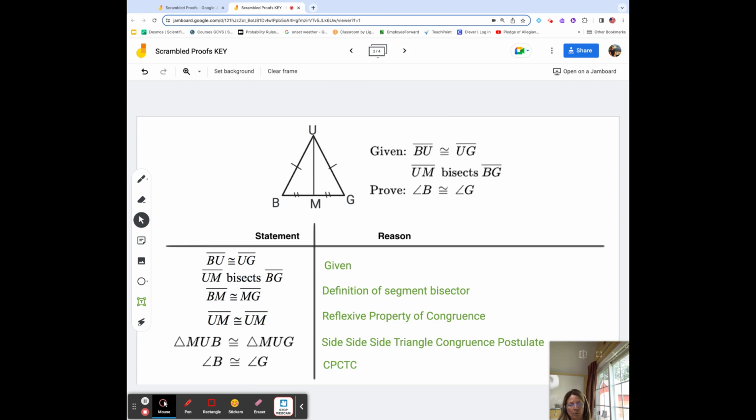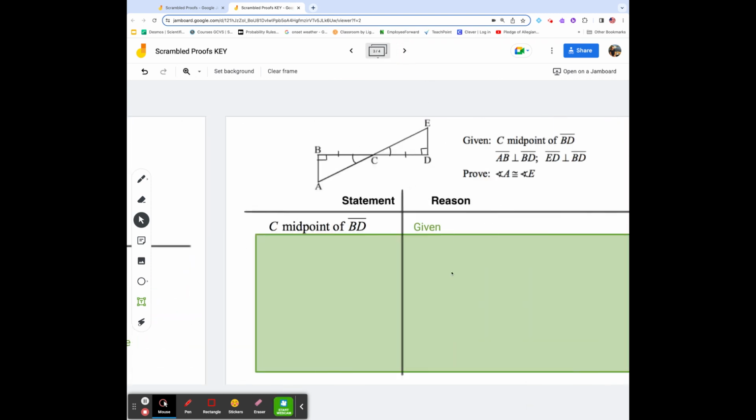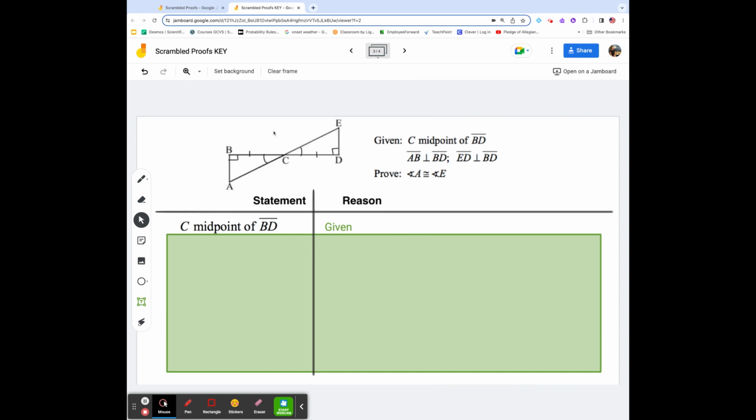Now, the problem on frame number 3. Once again, I marked up my diagram. If C is the midpoint of BD, then BC is congruent to CD. If AB and BD are perpendicular, then they form a right angle. Same thing over here, a right angle is formed if ED is perpendicular to BD. I want to prove angle A and angle E are congruent.